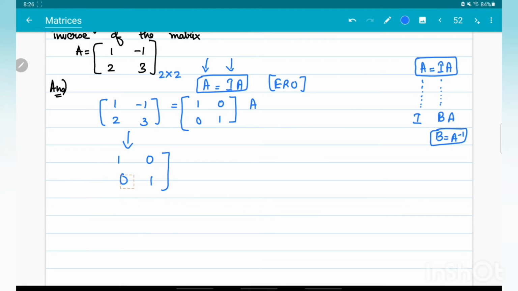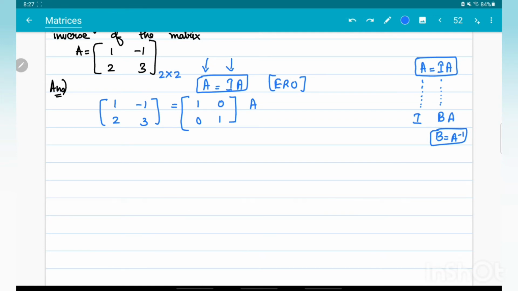Okay, so in that case what row operations do I have to perform? Now basically what I'm going to do is, my first step will be to check if this first element is 1 or not. So that is 1. Now the next element should be 0, and this should be 0, and this should be 1. Only then it will turn into an identity matrix.